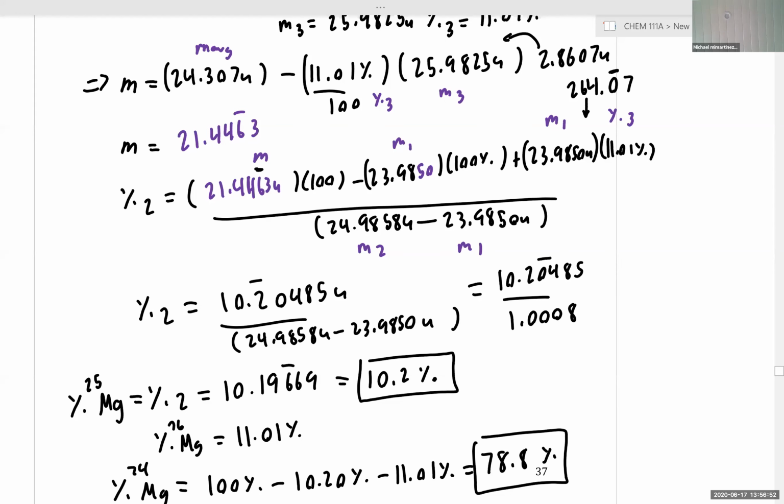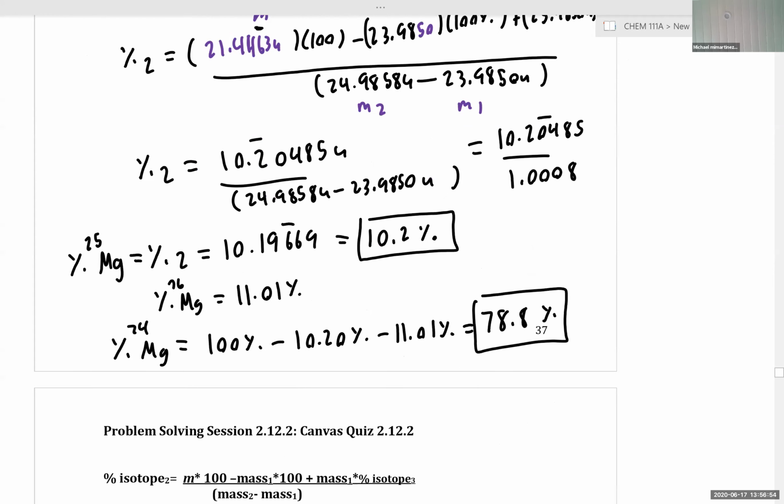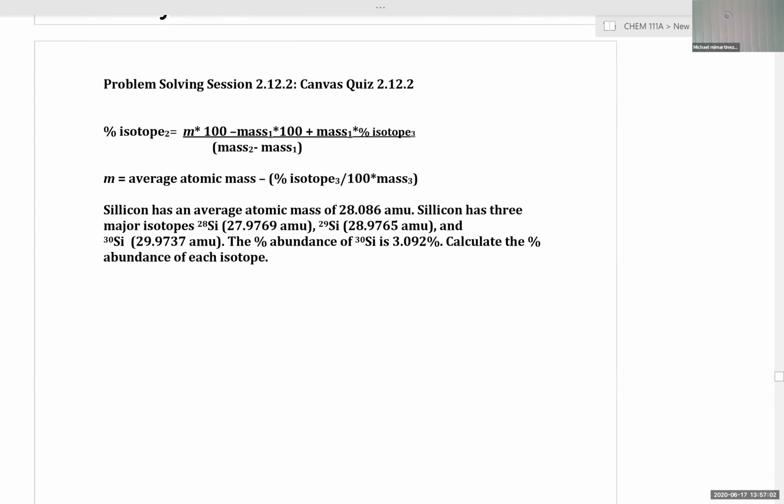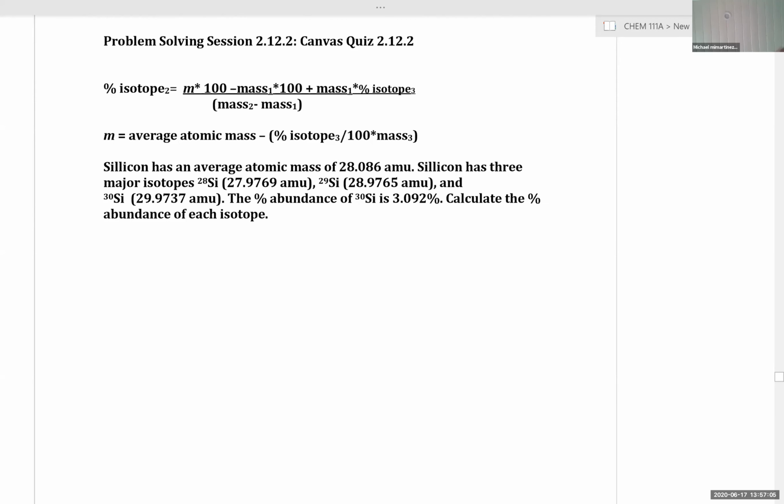Just to test that everyone's comfortable with this idea, let's give everyone about 6 to 7 minutes to try to tackle an exactly identical problem to the one we've just shown, in Canvas Quiz 2.12-2. This time, I give you each of the isotopes of silicon and the average atomic mass, and I'd like you to calculate the percent abundance of each isotope of silicon. Don't be shy to submit your response via the chat feature or using the Canvas quiz feature.